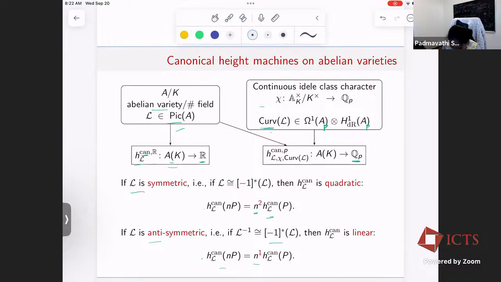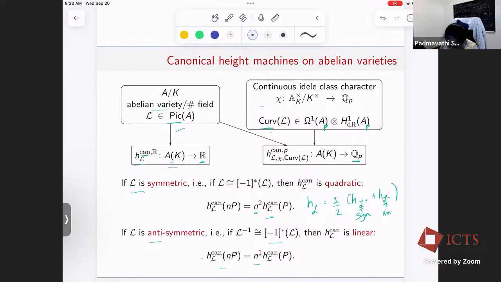I said how I want the height function to behave if you have a symmetric bundle or an anti-symmetric bundle. In general, you can decompose the square of a line bundle into a symmetric part and an anti-symmetric part, and you just add up the heights. So in general, you're not going to get a pure quadratic form, you're going to get some kind of quadratic function. You look at the canonical height.